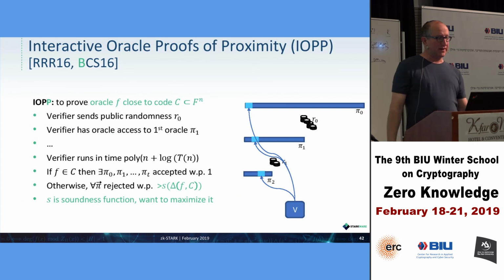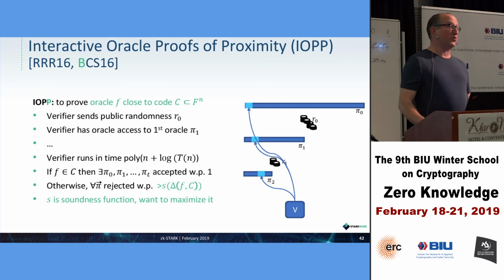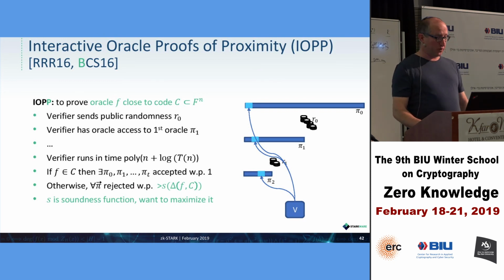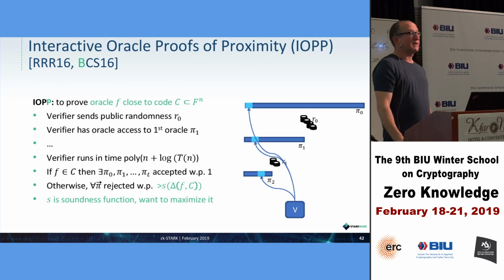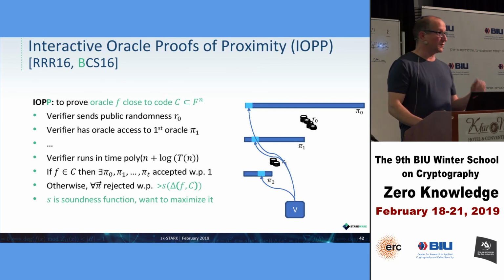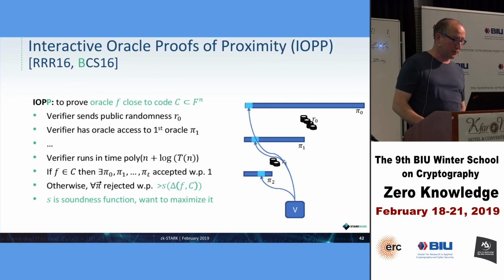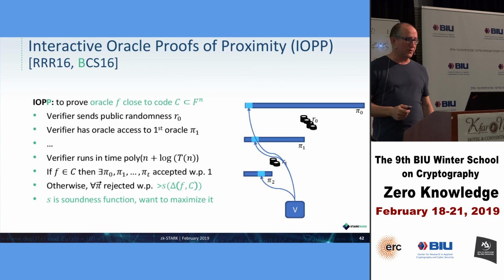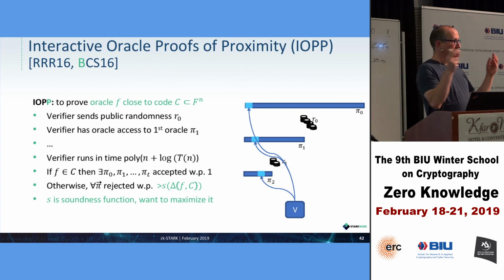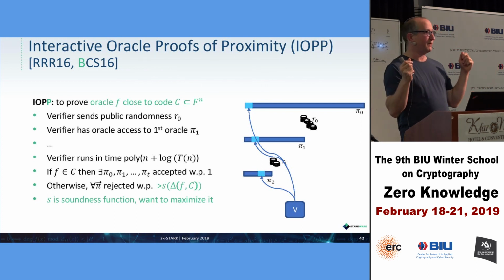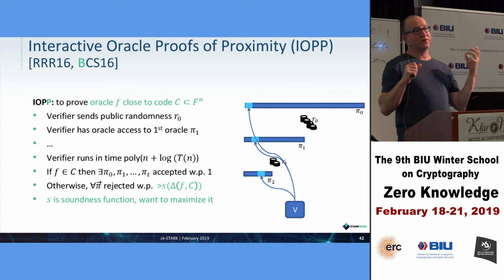There's an associated object called an IOP of proximity, which is the analog of a PCP of proximity. There, the objective is not to prove membership in a language, but rather to prove that a function is close in Hamming distance to some code. Typically, it's something like the Reed-Solomon code. So in this case, we assume that we have oracle access to a function, and we would like our verifier to be able to distinguish between two extreme cases.